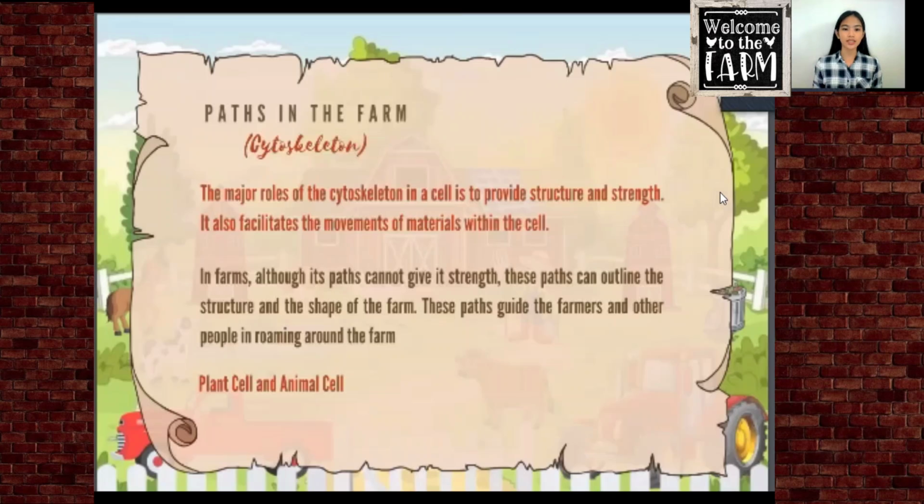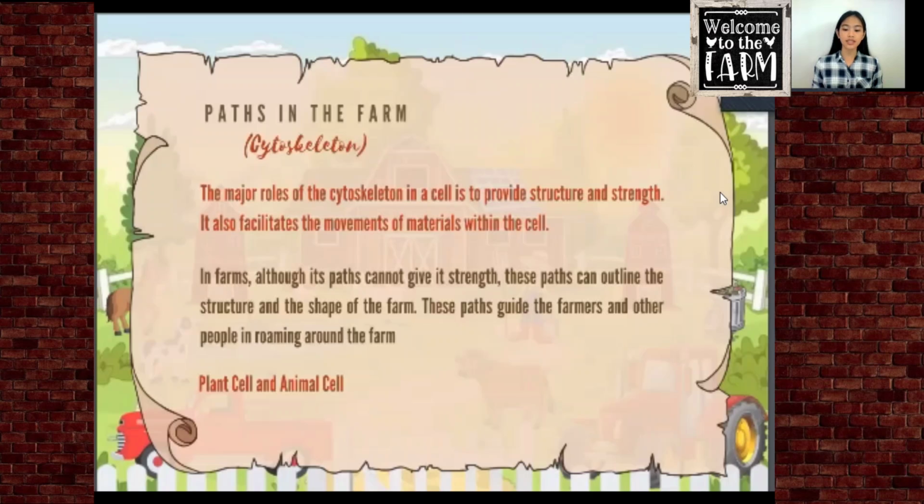The next one is pots in the farm, which represent the cytoskeleton. The major roles of the cytoskeleton in a cell is to provide structure and strength. In farms, although its pots cannot give strength, these pots can outline the structure and the shape of the farm. Furthermore, the network of the cytoskeleton inside the cell is where molecules, organelles, and other objects attach during movements. That said, cytoskeleton facilitates the movements of materials within the cell.